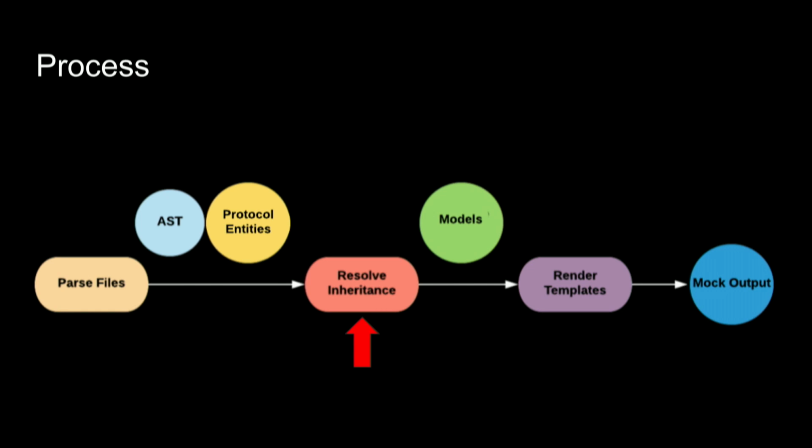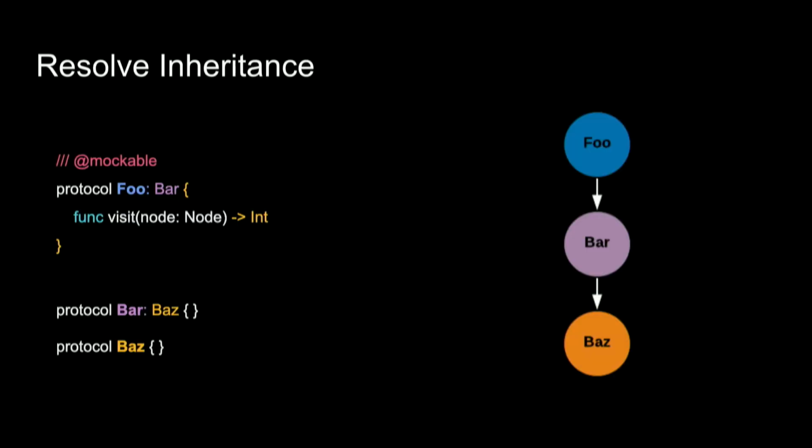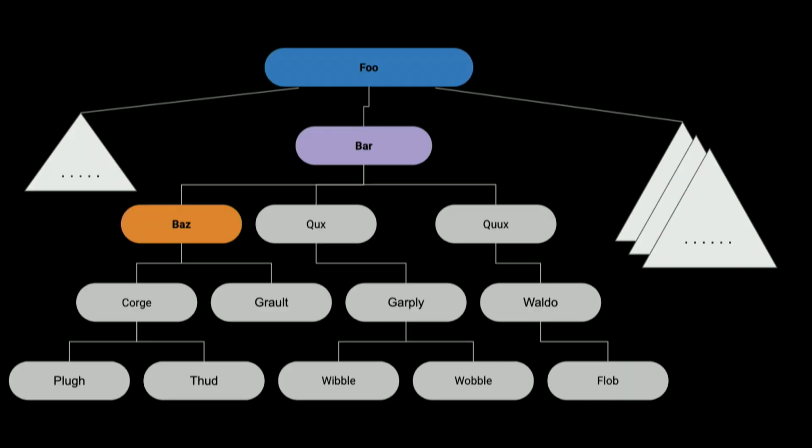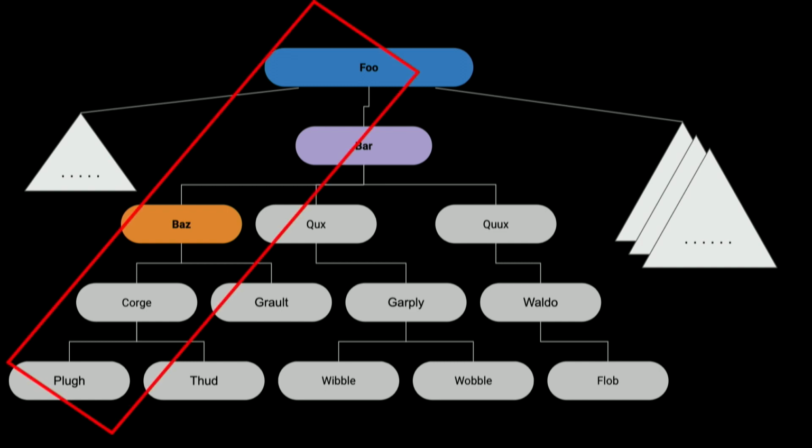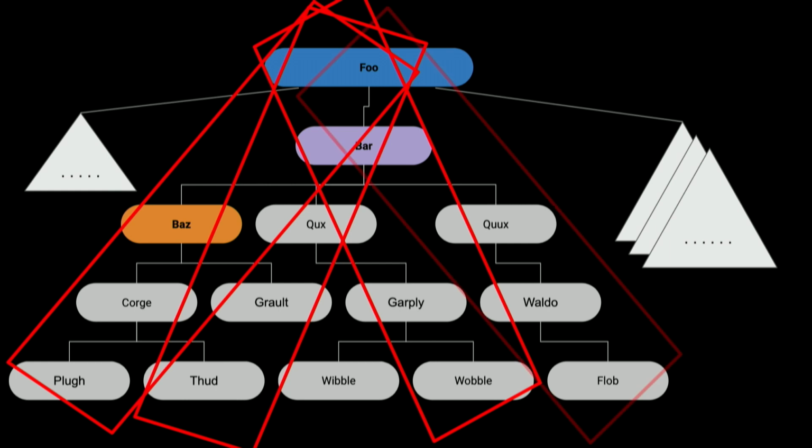Now that we're done with the parsing task, we can move on to the next step, resolving inheritance. Here we have protocol foo, which inherits bar, which inherits baz. To resolve inheritance, we can simply walk up the tree and generate models for each corresponding protocol. That's great. But what if you have cases like this, where you have multiple parent protocols and multi-level inheritance? Now you need to walk up the tree repeatedly.